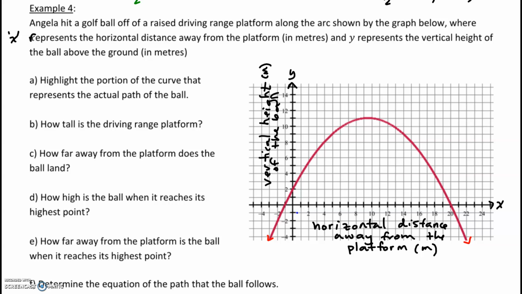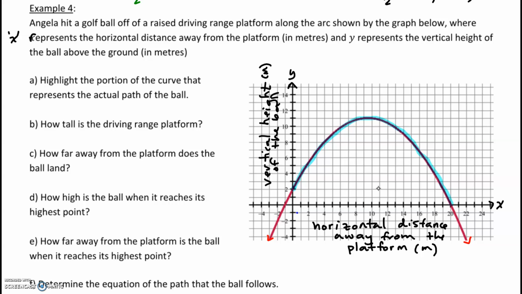So the path of the ball, the path gets hit from a platform. So this right here on the y-axis at 0, right? The horizontal distance at the origin is going to be 0. So the ball starts here and then it gets hit. So we'll highlight here. And we know that what goes up must come down, and the ball lands, and I'm going to stop my highlight. That is the only portion of the parabola that makes sense for this real life situation. Okay, so we did that. We highlighted the portion of the curve that actually represents the path of the ball.